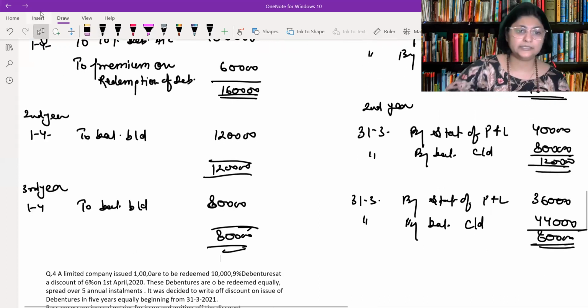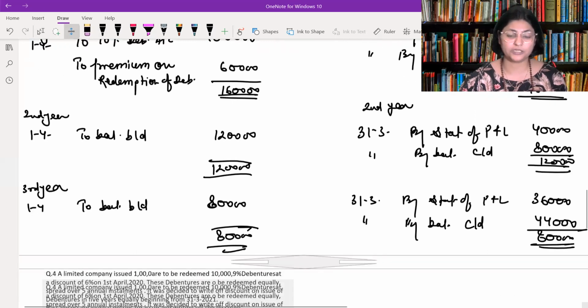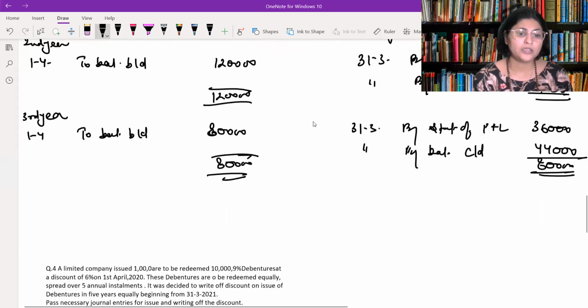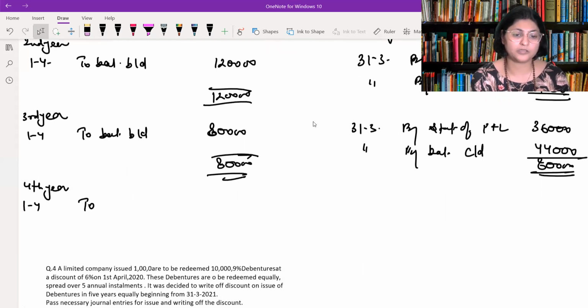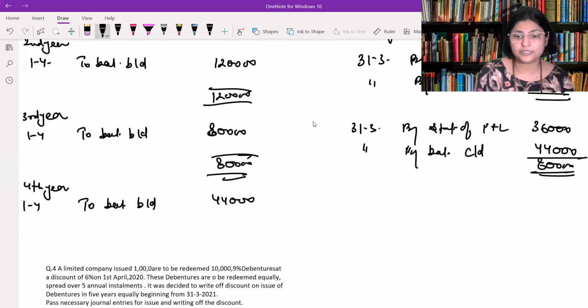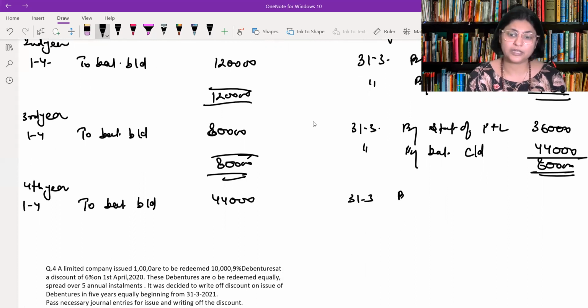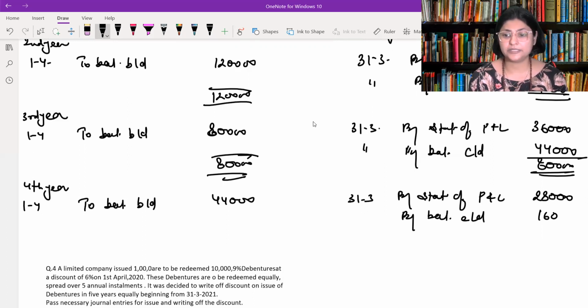Moving ahead to the next year. The next year is the fourth year, and fourth and fifth, two more years we have to make the account. So in the fourth year, we'll first write down the opening balance of loss on issue of debenture account. Balance brought down is 44,000. At the end of this year, on 31st of March of the fourth year, we will write by statement of P&L. How much are we writing off? We are writing off 28,000 rupees. The balance left will be 16,000 rupees. Total of 44.